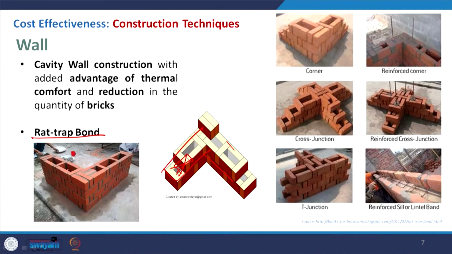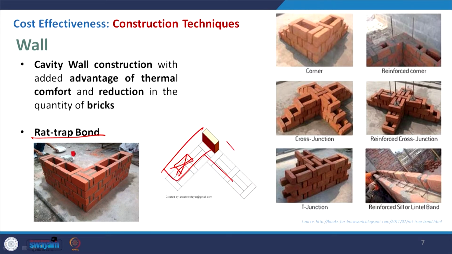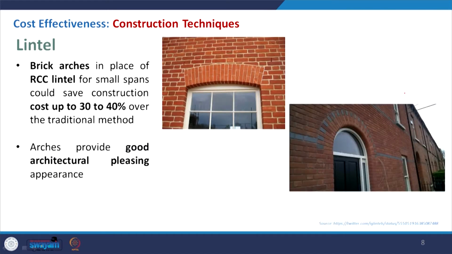In order to give strength to this wall, because this is useful for 1 story, 2 story, even there are examples of 3 story buildings, we can use some kind of reinforcement to give the strength. Coming to the lintel, in place of an RCC lintel, we can go for the brick arch, which will help reduce up to 30 to 40% of the cost.